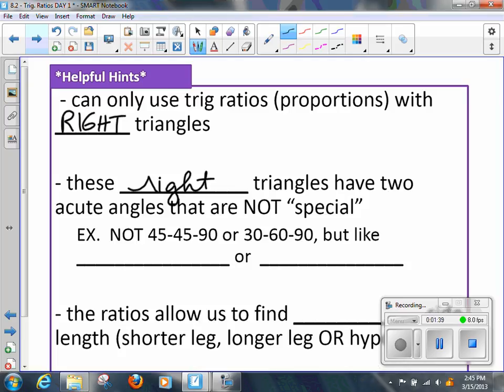they might be something like 21, no, hold on, 69, 90 triangles. Or they might be something like 34, 56, 90 triangles. You know, because the special right triangles are the easy ones to remember. 45, 45, 90, 30, 60, 90. These are going to be some messed up acute angles.